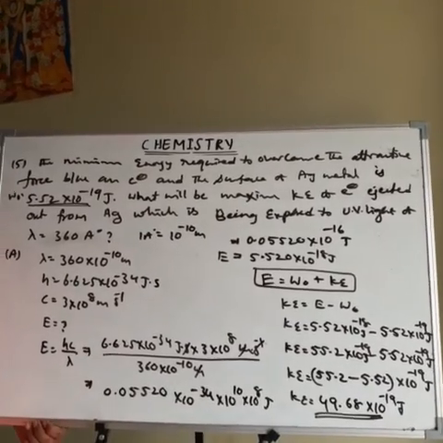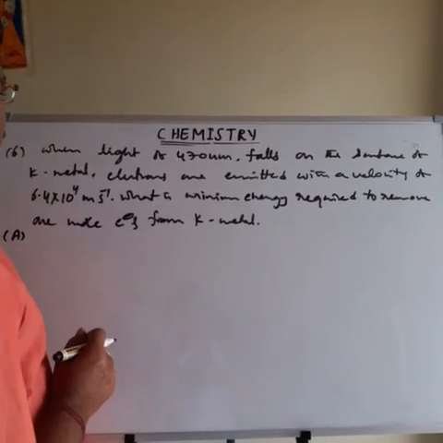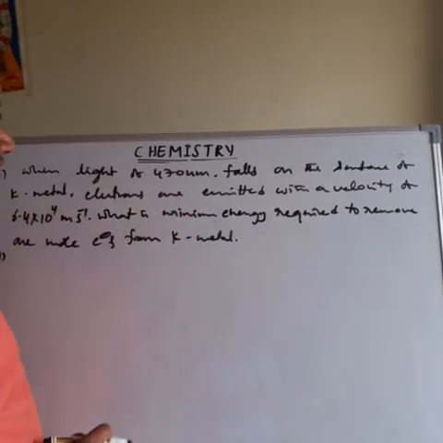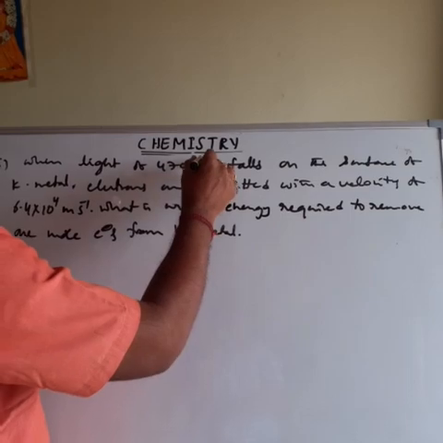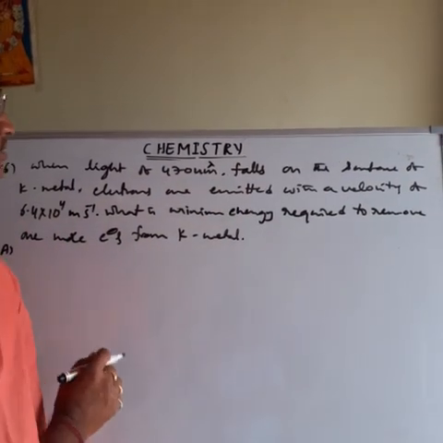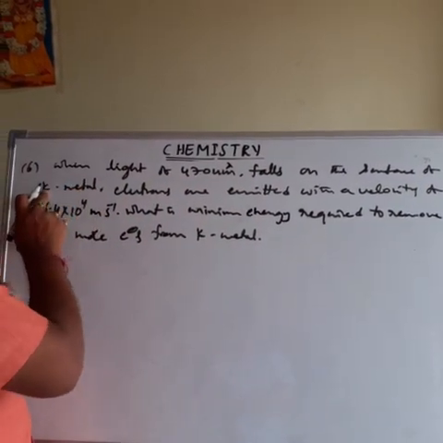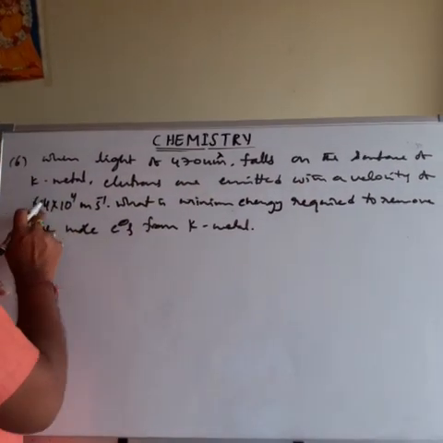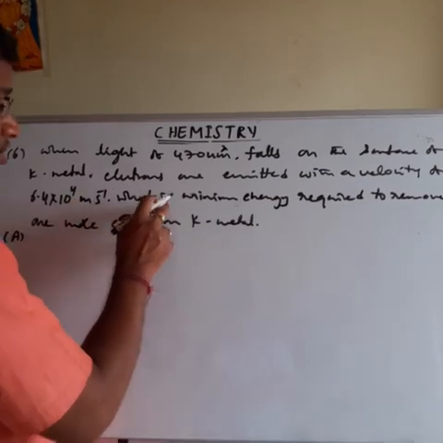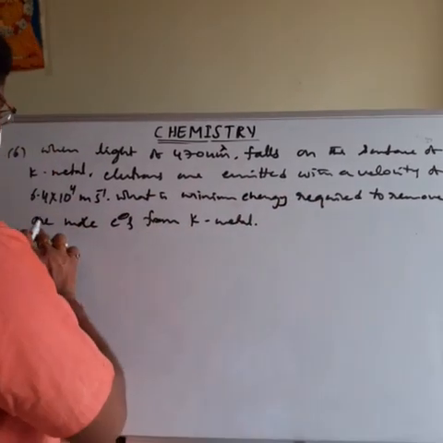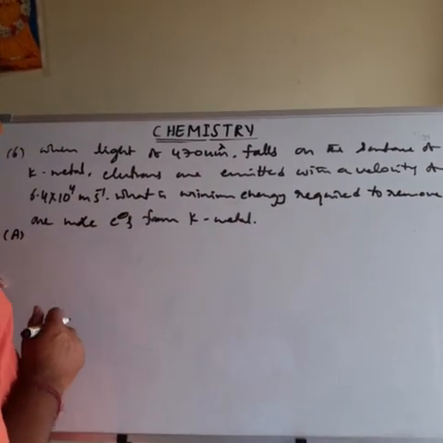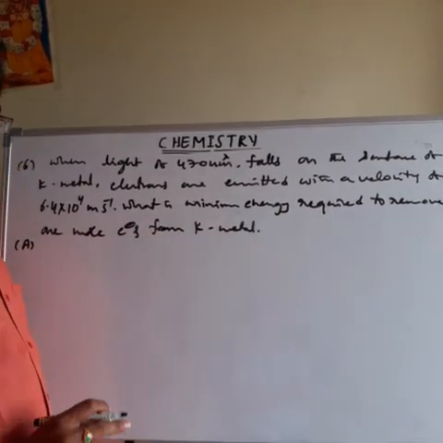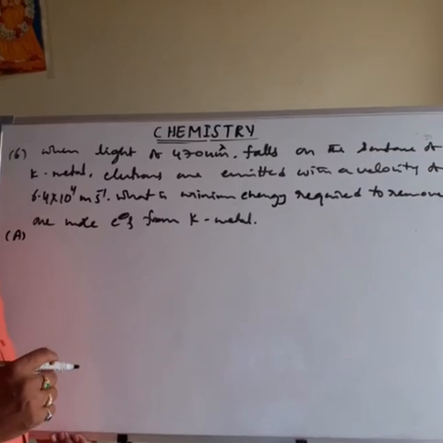So this is the fifth question. Then see the question. This is one different model. When light of 470 nanometer, the given wavelength, falls on the surface of potassium metal, K means potassium metal, electrons are emitted with velocity of 6.4 into 10 power 4 meter per second. What is the minimum energy required to remove 1 mole of electrons from the potassium? So here we have to find out the minimum energy, means W naught value, first.